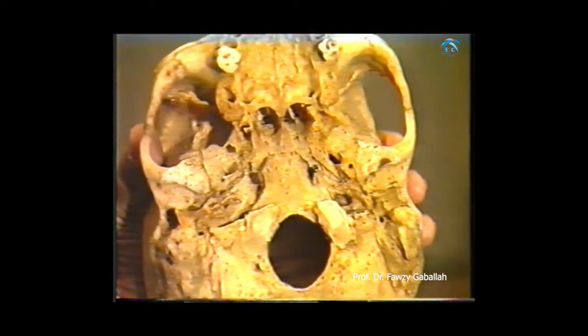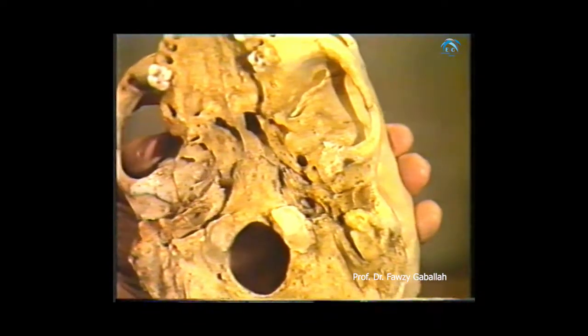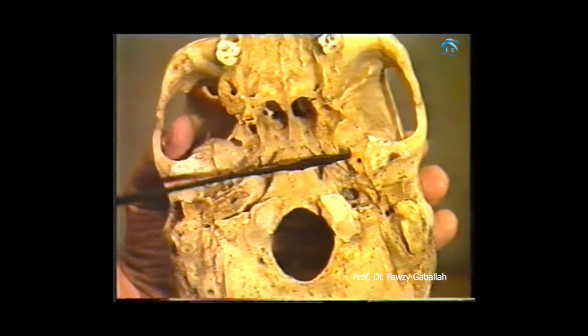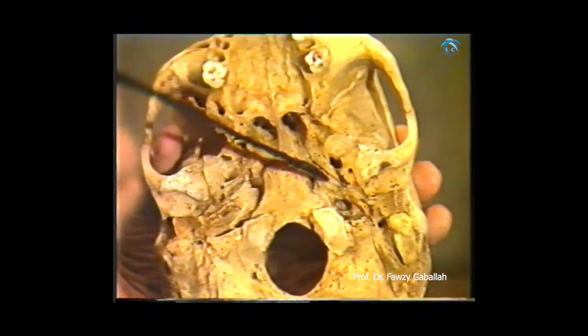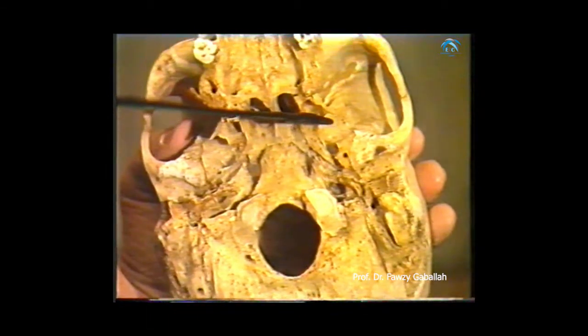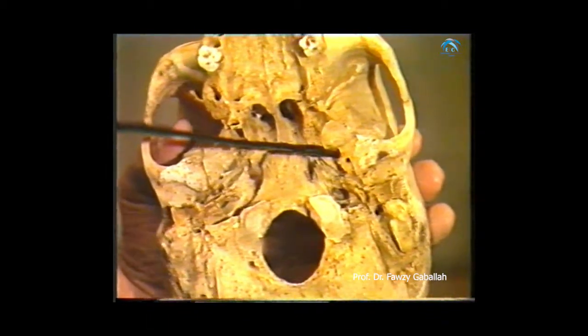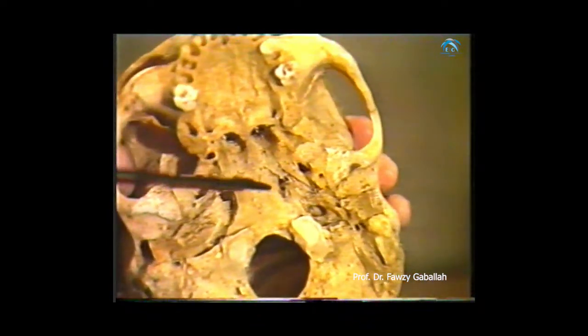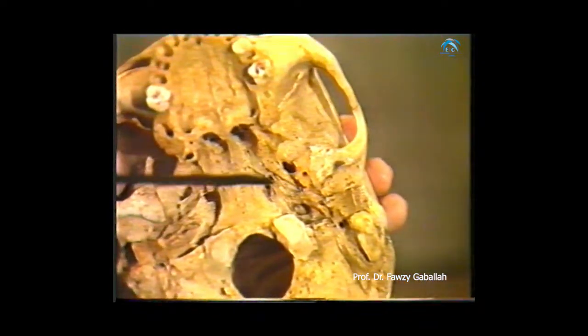The horizontal part of the greater wing of sphenoid shows the foramen ovale, close to the lateral pterygoid plate. It is oval in shape and transmits the mandibular nerve, in addition to the lesser petrosal nerve and an emissary vein.